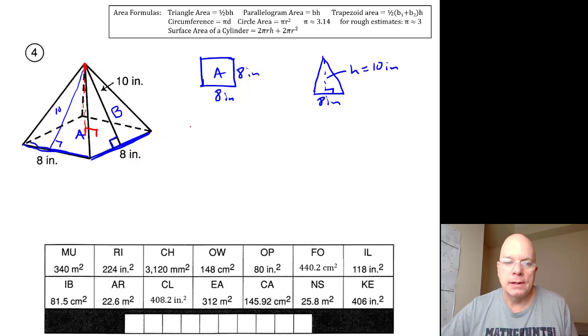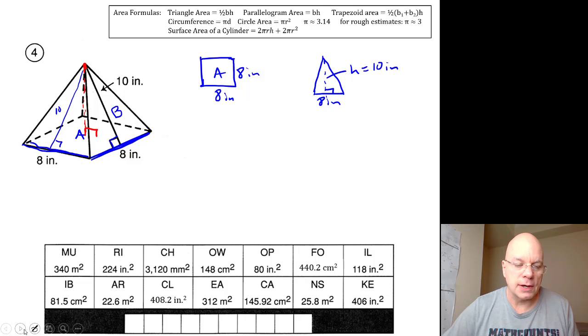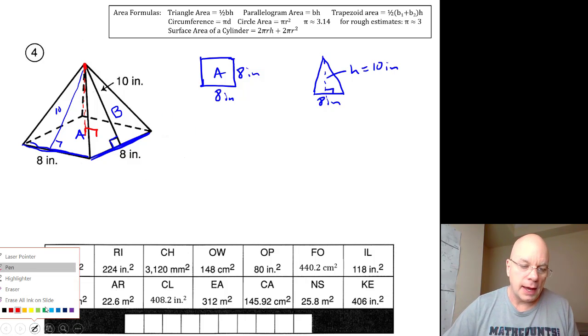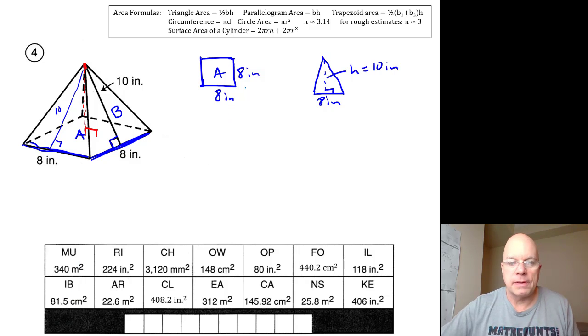Okay, so for the surface area, I have the square, the area of square A, base times height or side times side. So 8 times 8, 64.